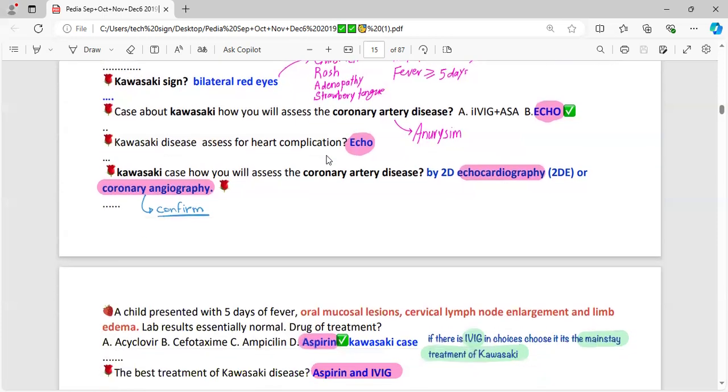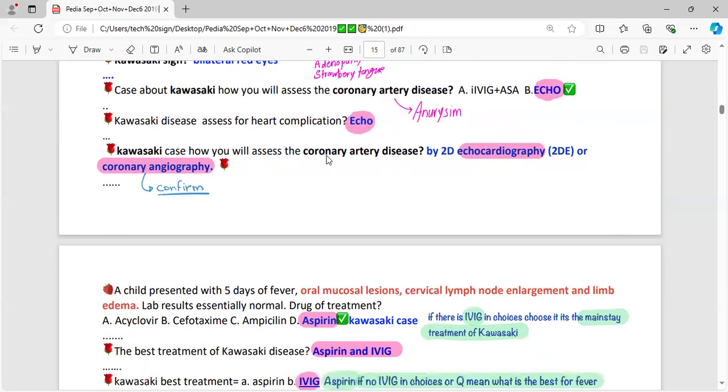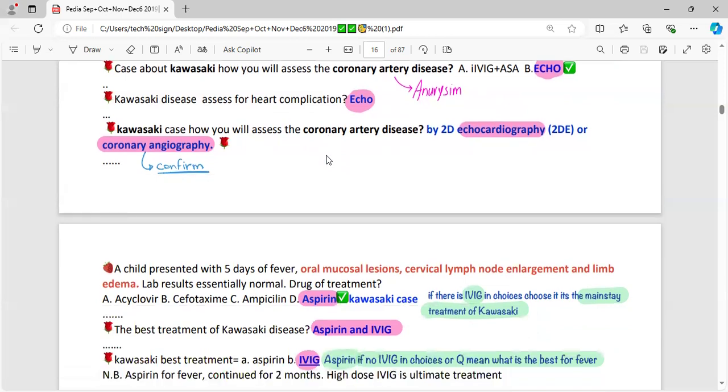A case of Kawasaki disease, how will you assess for coronary artery disease? Through the echo. Kawasaki disease, assess for the heart complication with echocardiogram.